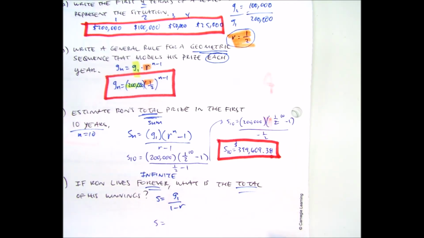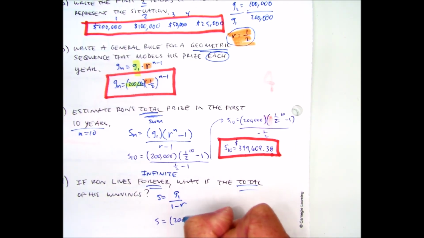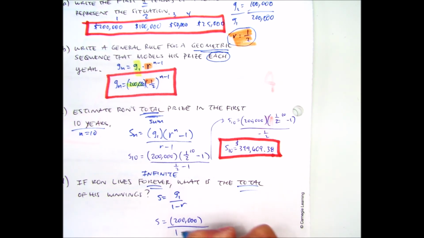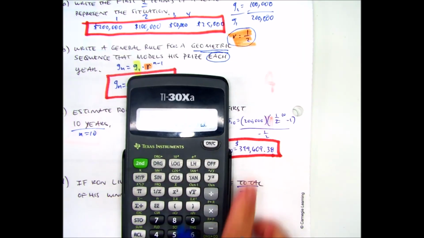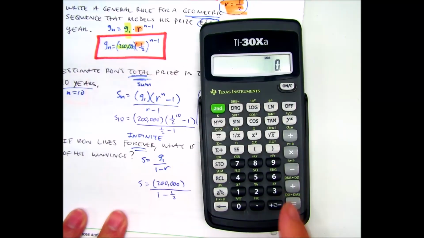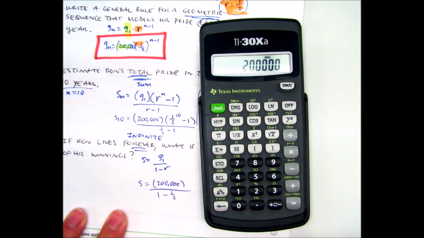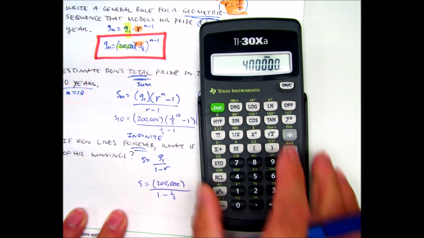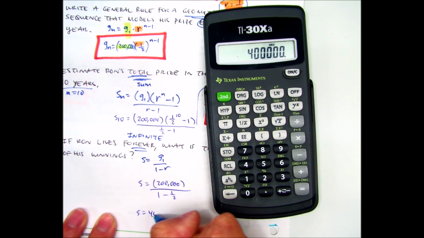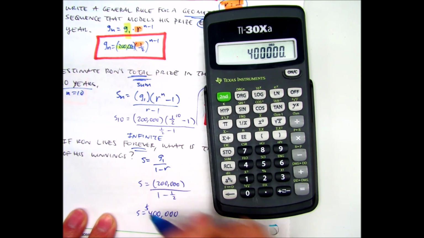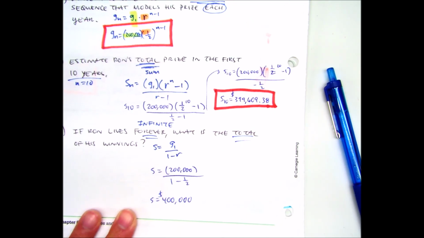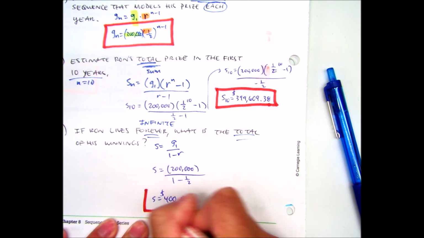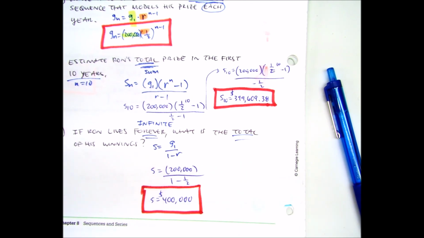So now I just substitute it and solve. G1 is 200,000. 1 minus 1/2. So put that into your calculator. 200,000 divided by 0.5, and that gives you 400,000. So it is approaching a limit. It's not going to go on forever. Eventually you're going to have like pennies and half of pennies and tenths of that. So Ron should expect $400,000 over his lifetime.